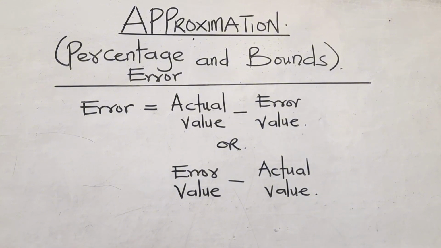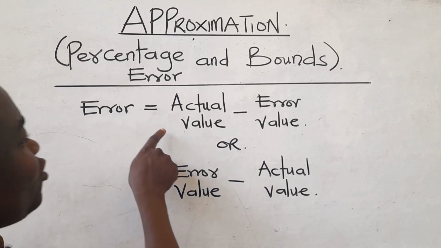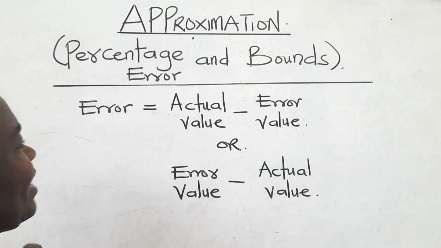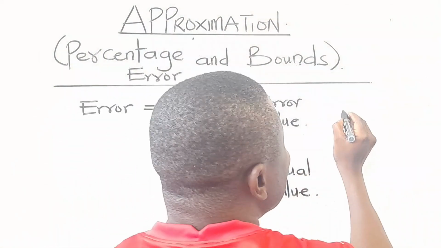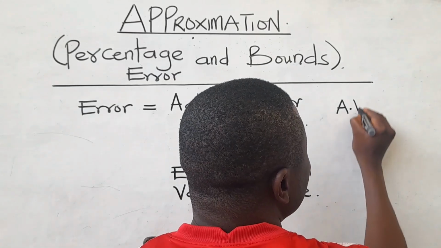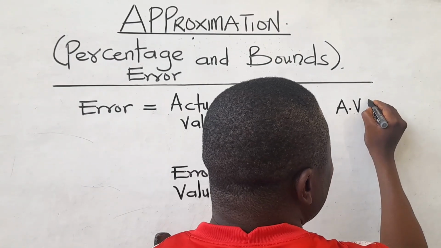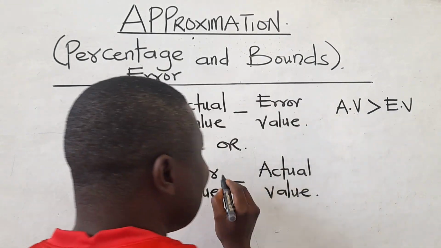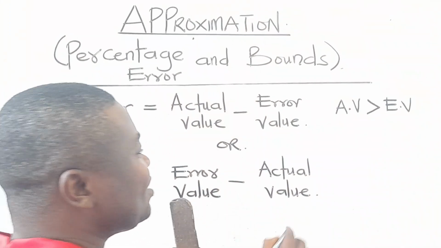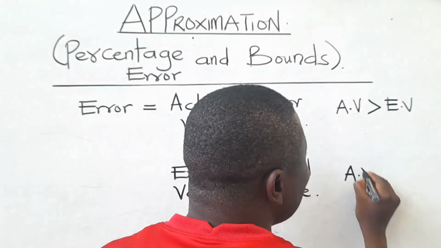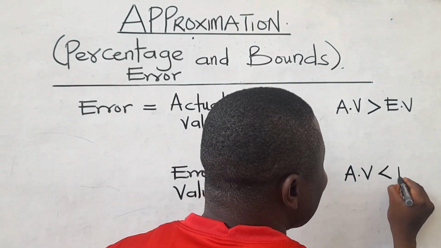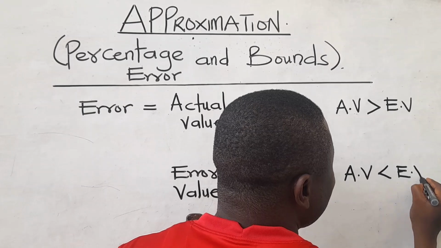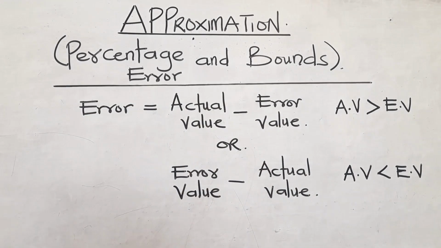Now, having said this, remember, actual value minus error value is saying that the actual value, AV, is greater than the error value when you use this. And when you use this is when the actual value is less than the error value. That's how to get the error.